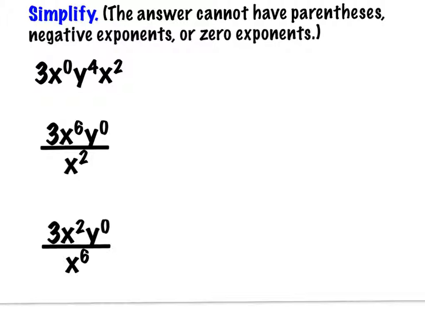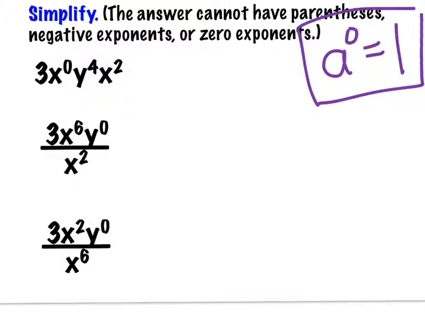Let's look at a couple examples involving a zero exponent. Remember, what we recorded on our note sheet is that really any base raised to the 0 power is equal to 1. So if I had a to the 0 power, that's just equal to the number 1. And that fact is really helpful when you're simplifying exponential expressions.